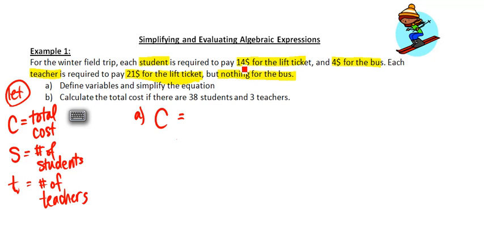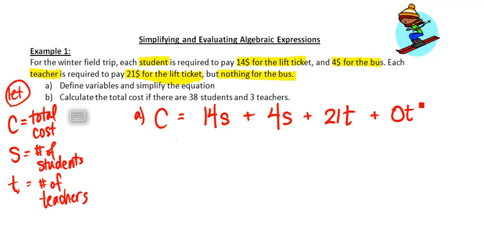For students, we see that it's $14 per lift ticket. So they have to pay $14 for every student that goes on this trip. As well, we need to add, if we look at the rest of the information, $4 for the bus. So they need to pay $4 per student for them to go on the bus. Looking at the teachers, they have to pay $21 for each lift ticket, so we have to charge them $21 times T, because of the number of teachers. But they pay nothing for the bus, so they have $0 for the bus, for each teacher.